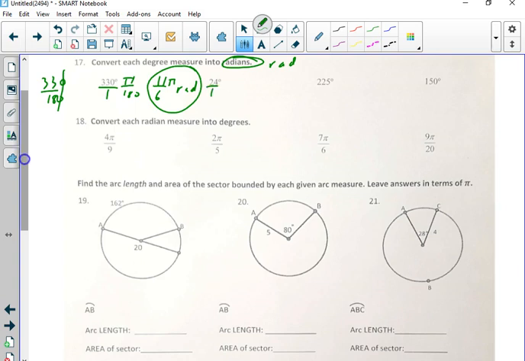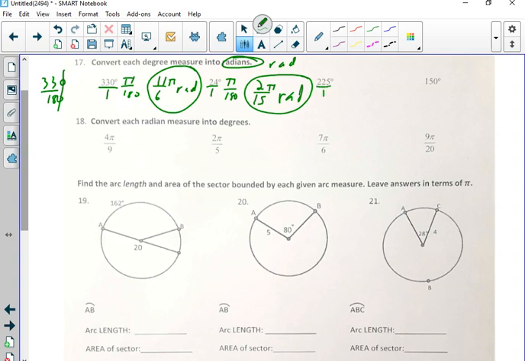Okay, again, over 1, pi over 180. Reduce it any way you want. 4 goes into both of them. 12 goes into both of them. So if you recognize that 12 goes into 180, you get there a little quicker. So 12 goes into 24 2 times, into 180 15 times. So that's 2 pi over 15 radians.